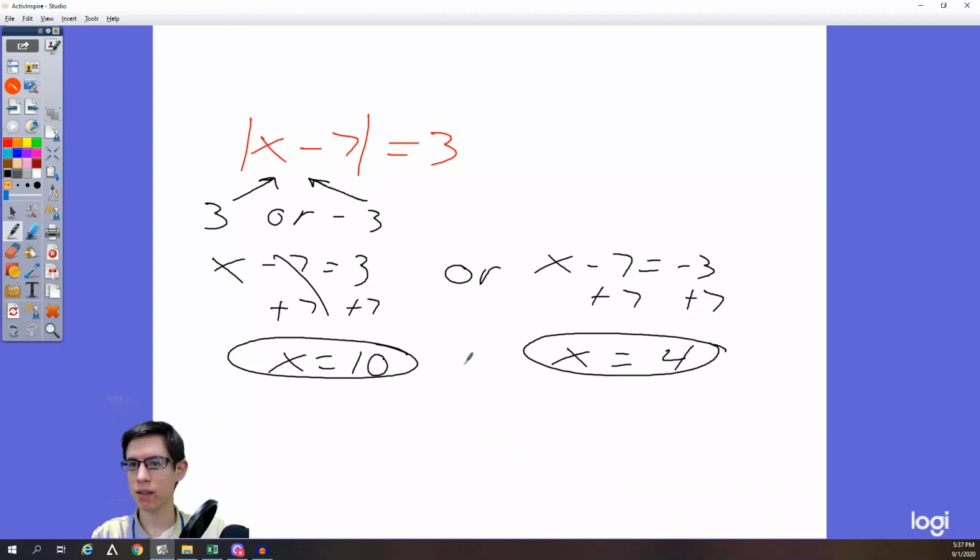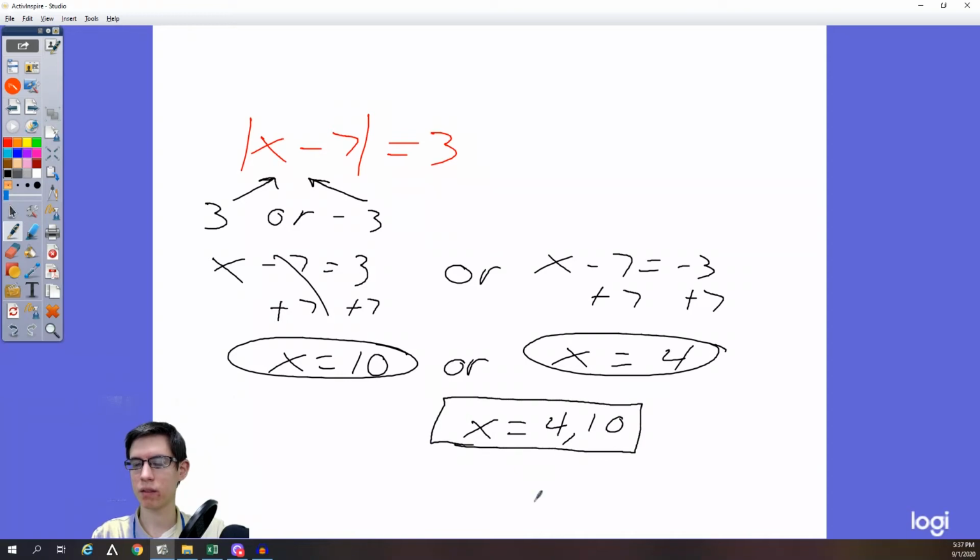That means that for the very first time in this class, and definitely not the last, x is actually equal to two things. X is equal to 4 and 10. Okay? And you're allowed to write them separately like this or together like this. Either's going to be fine. I'm not going to be super picky on that on your assignments. Okay.